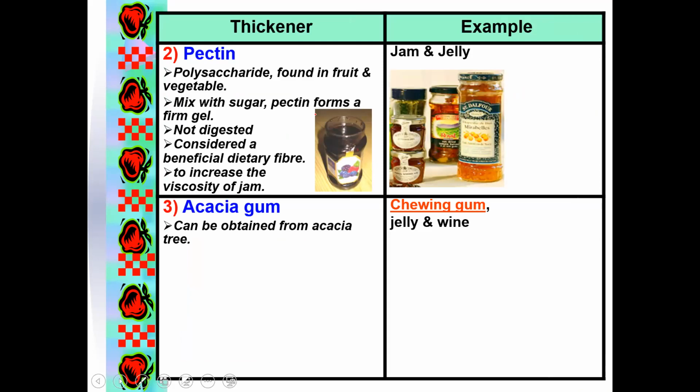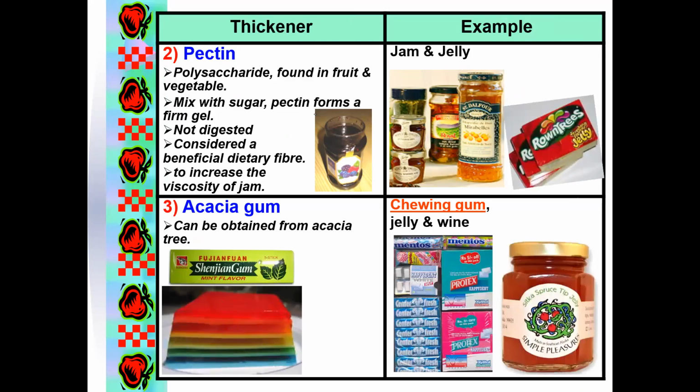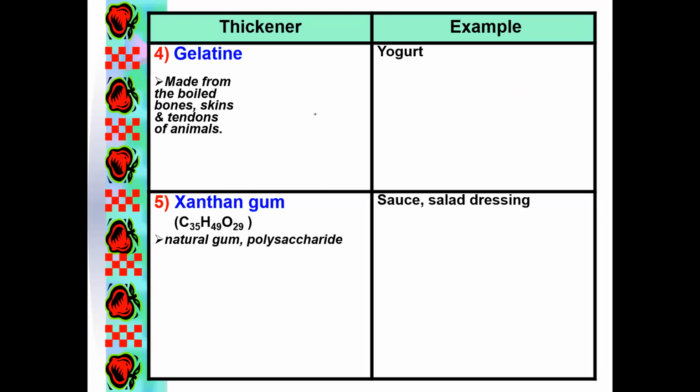Pectin. You put pectin into your jam and your jelly. Acacia gum. You get it from the acacia tree. You put it into your chewing gum, into your jelly, into your wine. All these are thickeners. I hope as I'm talking, you're writing down. You are giving me the examples.